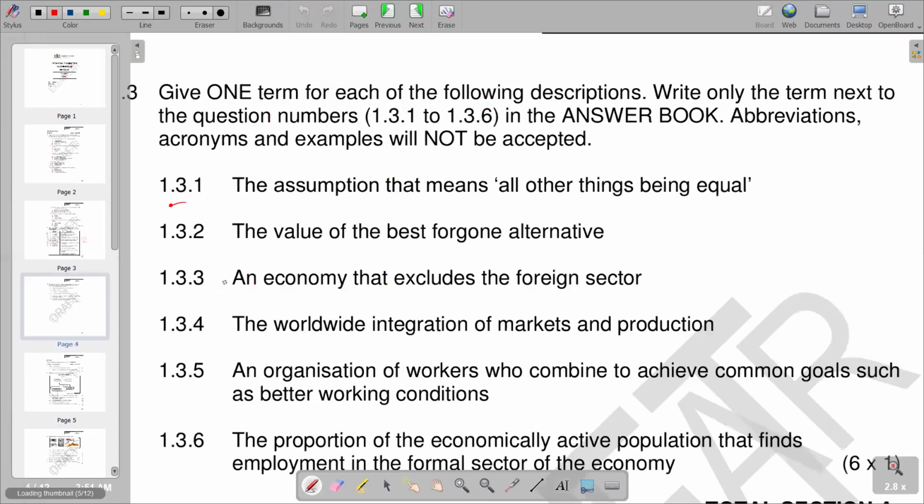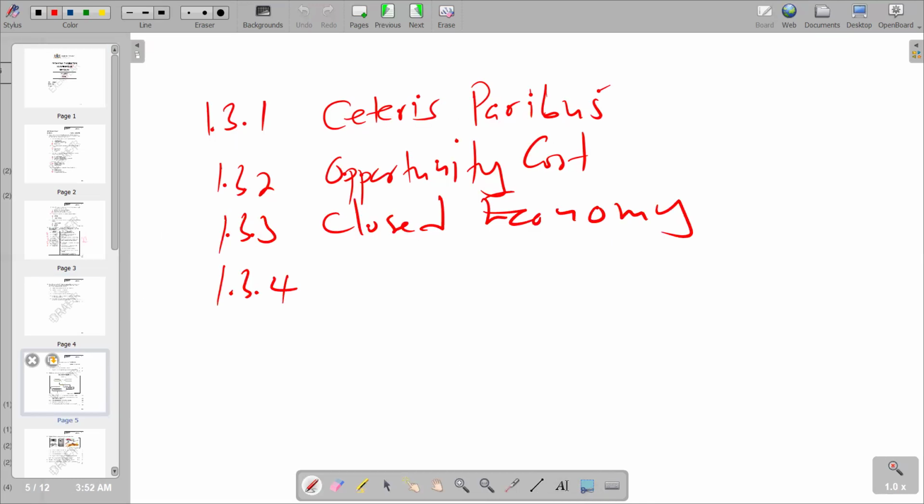And 1.3.4, markets and production. So this actually defines the interaction that is there with worldwide markets. And by production, we are saying even we are seeing accessibility of those goods and services of the foreign markets. So basically, this is described as globalization. Remember globalization. So we've got here globalization.